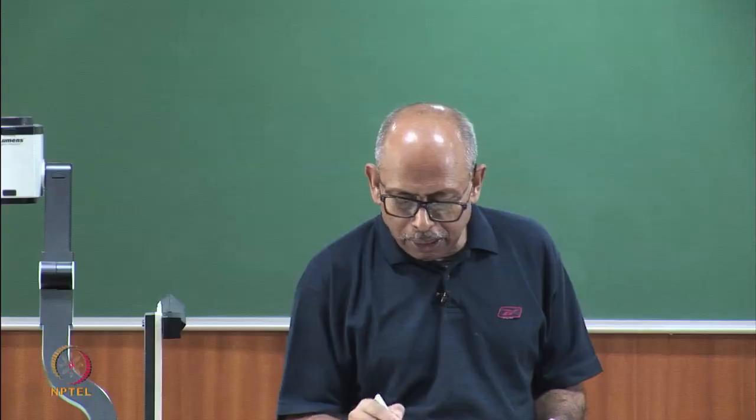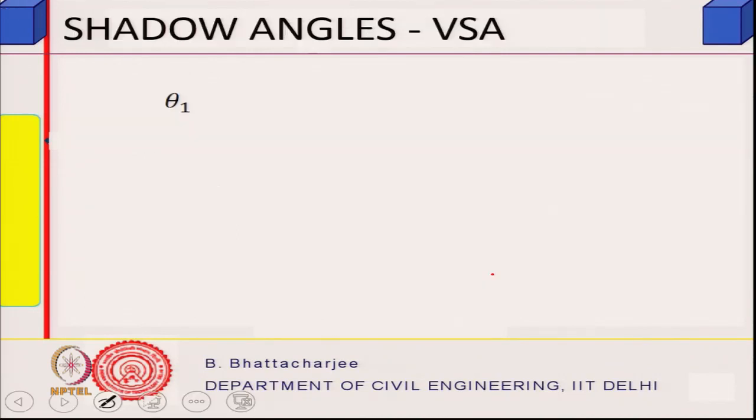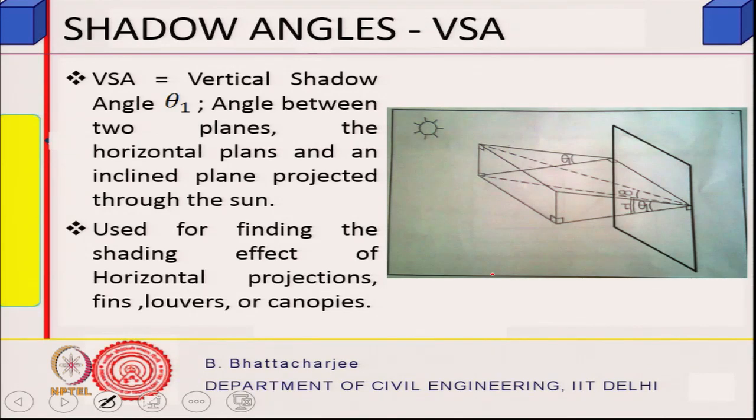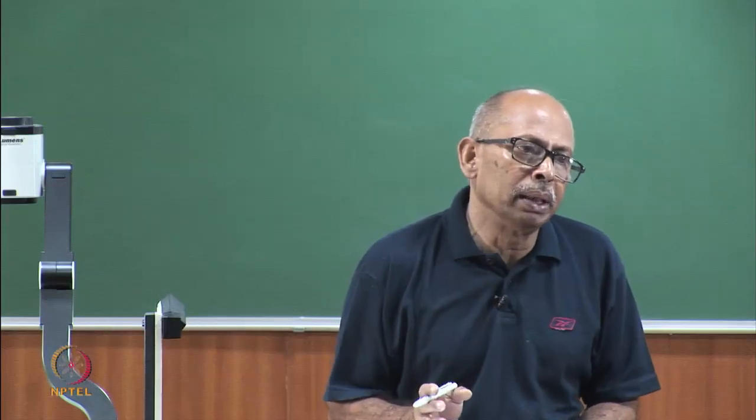So, this beta is the solar altitude angle, and wall solar azimuth as we have used; instead, we are trying to use our own notation. This is the solar altitude angle normal to the surface, this is the wall solar azimuth, and from the north I am defining the azimuth phi or gamma, this is gamma and this phi. So, we will look into this vertical shadow angle, which we have already calculated. We will make use of some of these and then find out how to calculate HO and HH, that is what we will define.